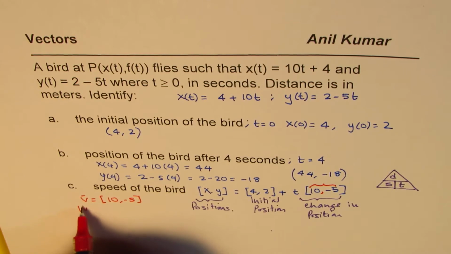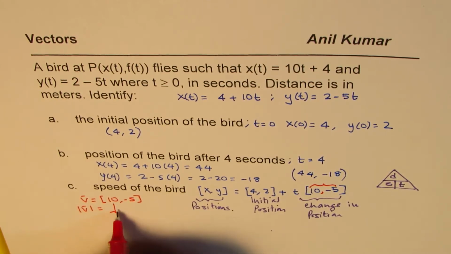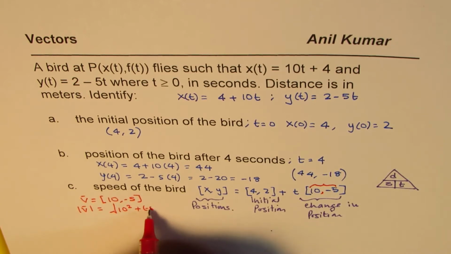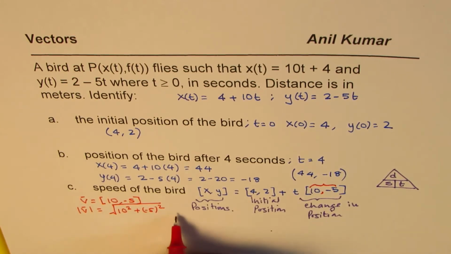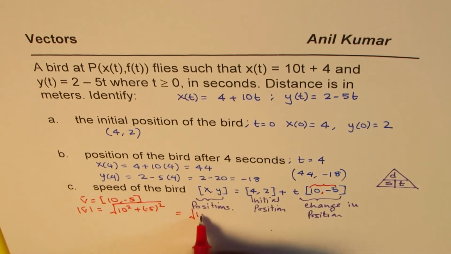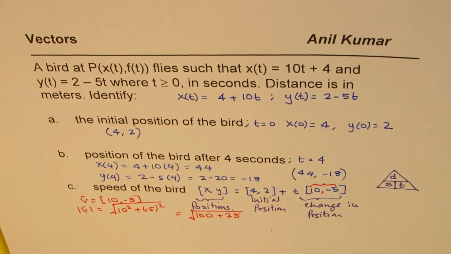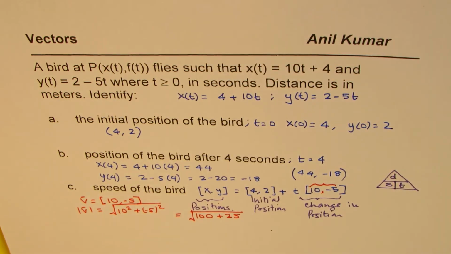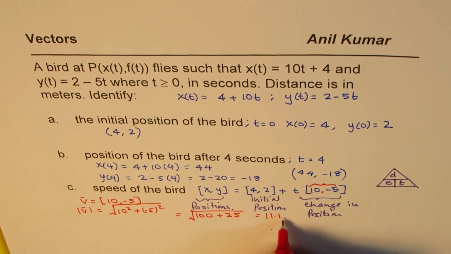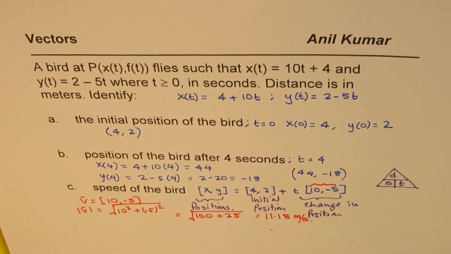So speed is magnitude of velocity. Therefore, it is square root of 10 squared plus minus 5 squared. So that is how you're going to find speed from the given equation, right? You can always use the calculator to figure this out. So 100 plus 25, square root, and we can write this as square root of 125, which is equal to, in decimals, 11.18. So in decimals, you could write 11.18 meters per second. So that is how you can find velocity from the given equation.